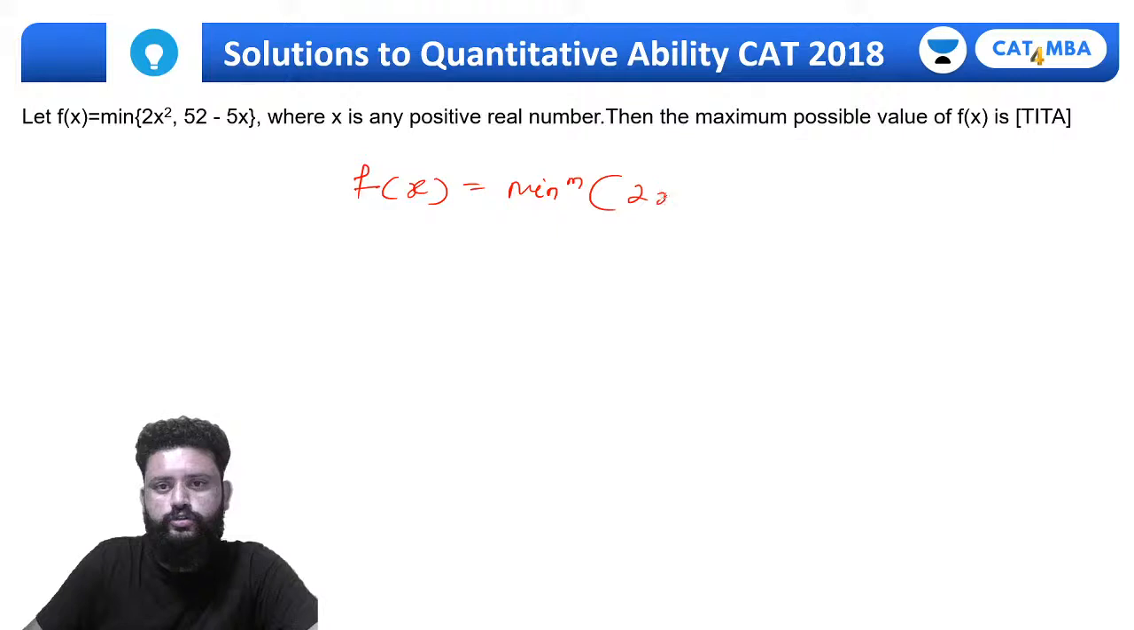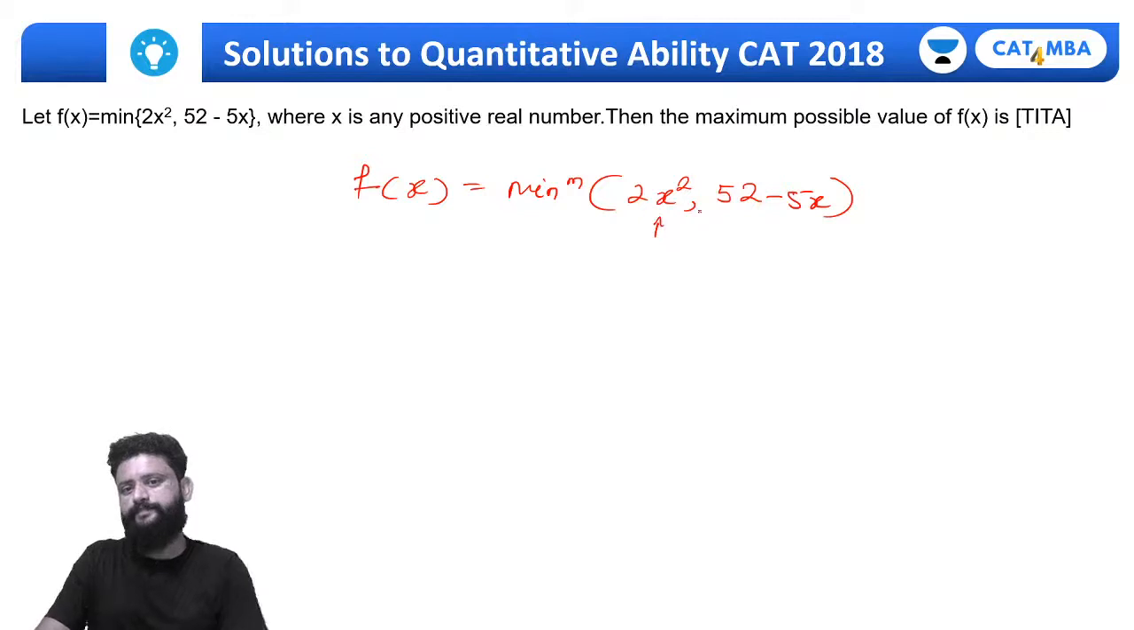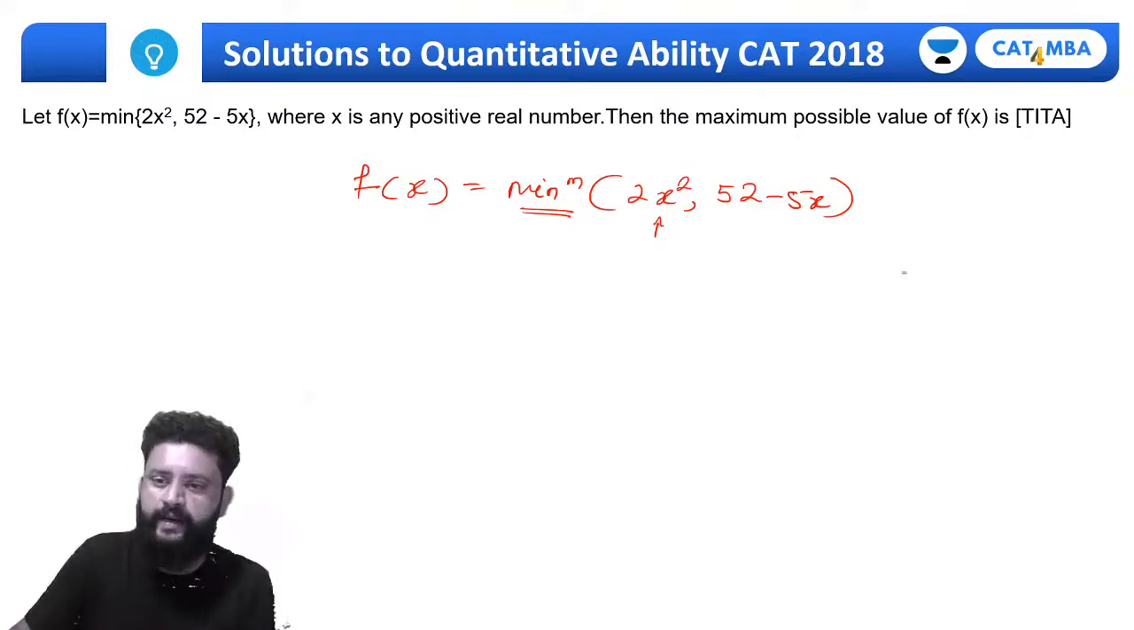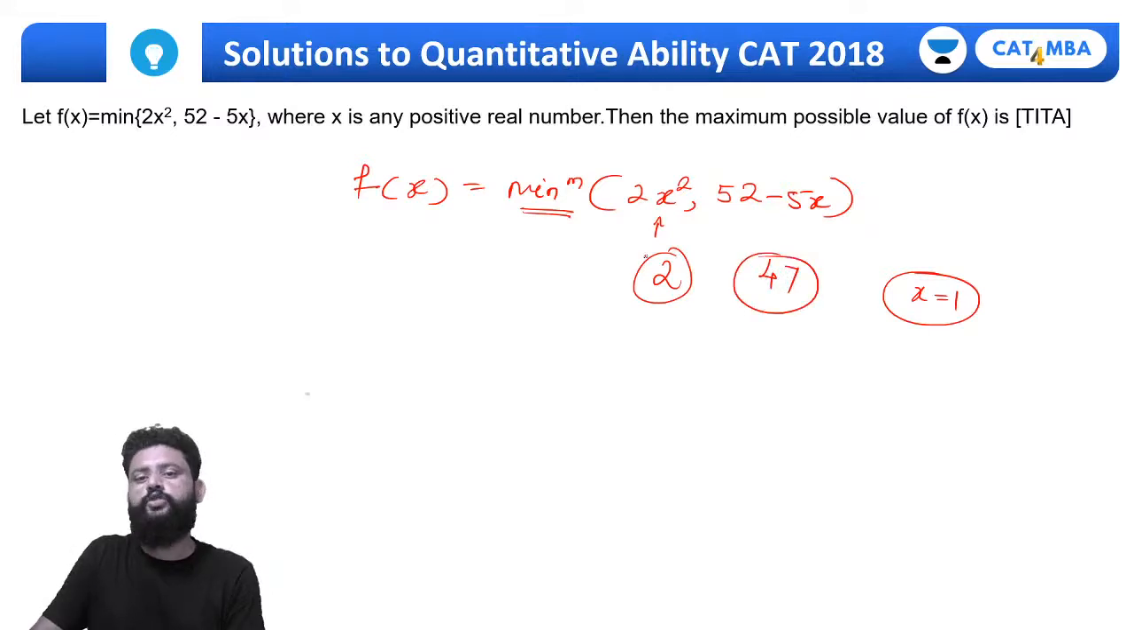minimum of 2x square comma 52 minus 5x. Now understand one thing, dependency देखो। अगर तुम x बढ़ाओगे तो x का वैल्यू जो भी लोगे, 2x स्क्वायर उस पर डिपेंड करेगा। उसी समय 52 माइनस 5x भी उस पर डिपेंड करेगा। इसमें से जो भी कम आएगा, वो वैल्यू हमें मिलेगा। Let's say, I will tell you with an example, अगर मैं x का वैल्यू 1 लेता हूं तो this will be 2 and this will be 52 minus 5, which is 47.